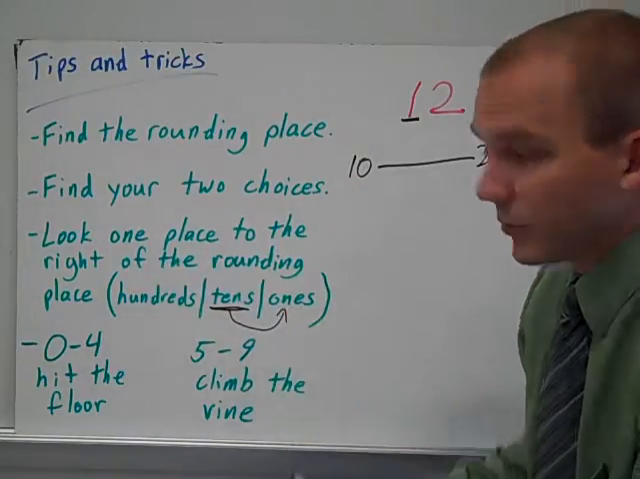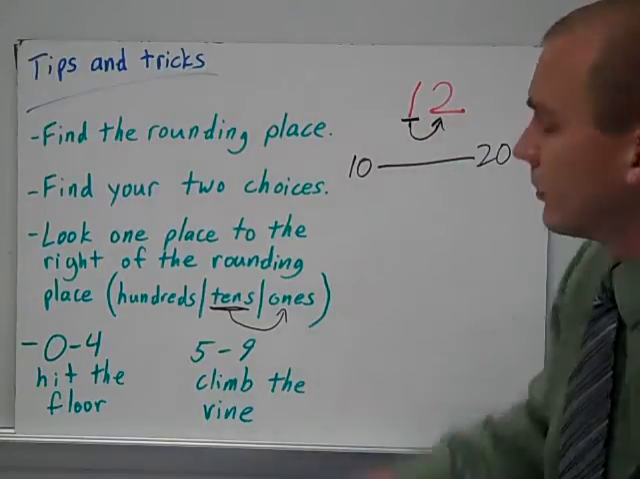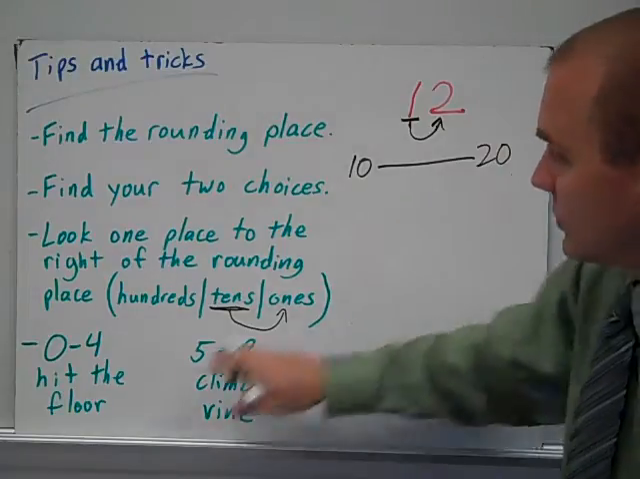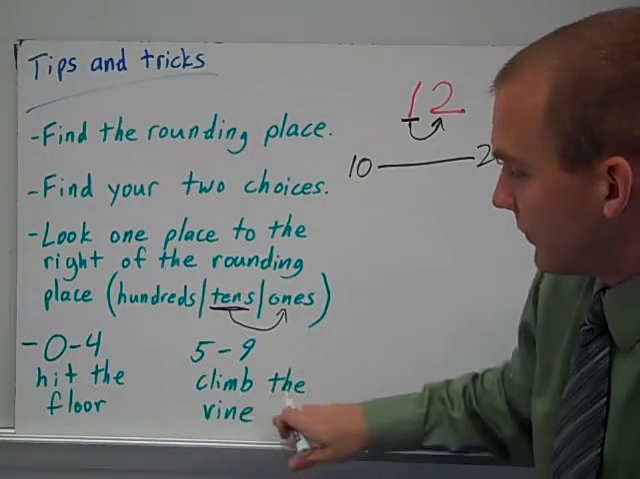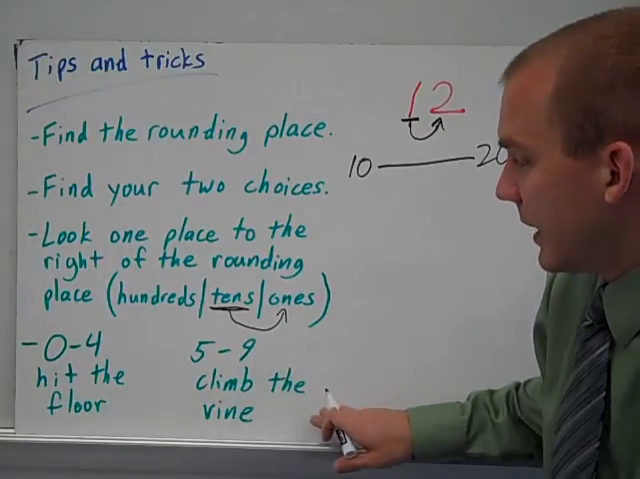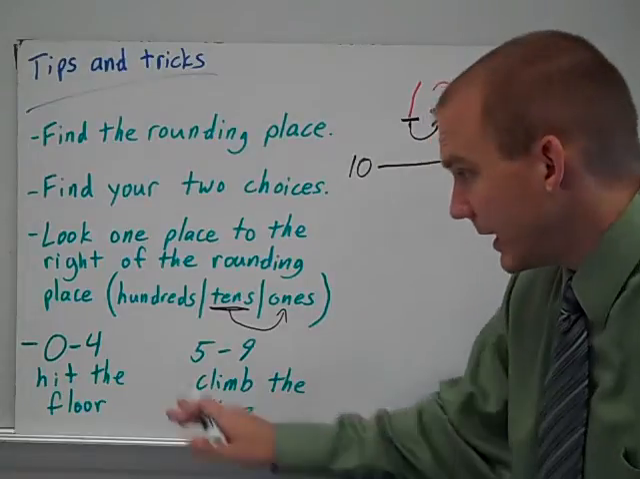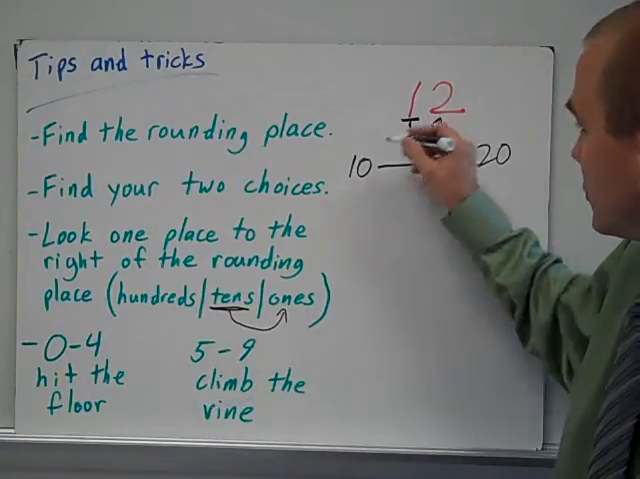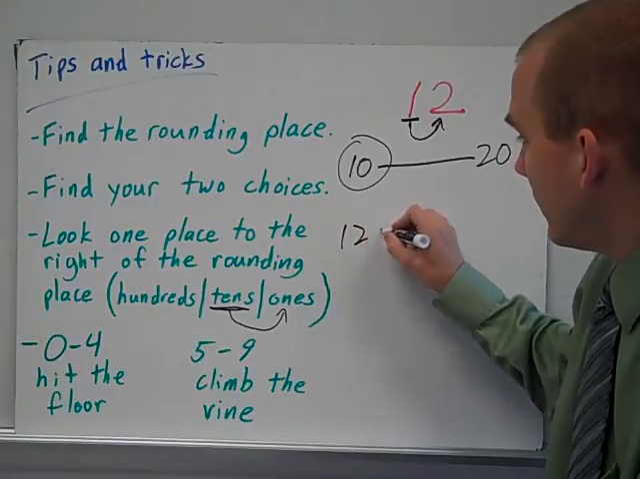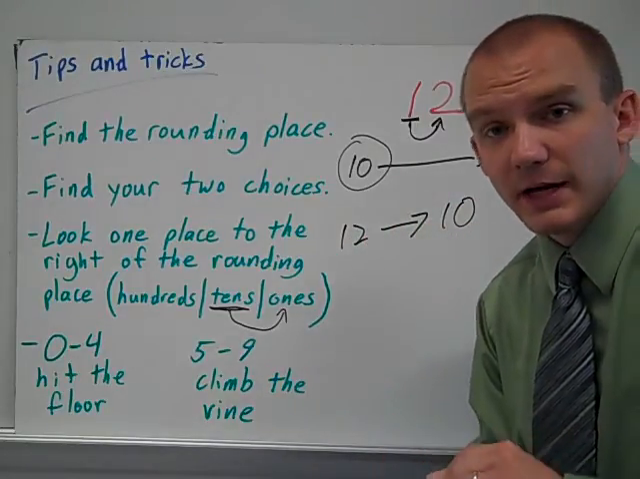Look one place to the right of the rounding place. Look one over, and there's a 2. All right, now we have to take this 2 in the ones and compare it to our little chart here. 0 to 4, hit the floor. 5 to 9, climb the line. Well, 2 is between 0 and 4, so I hit the floor, meaning that I'm going to choose the lower of the two numbers. So 12 rounds to 10. It's about 10.